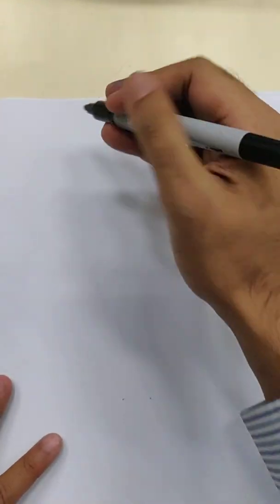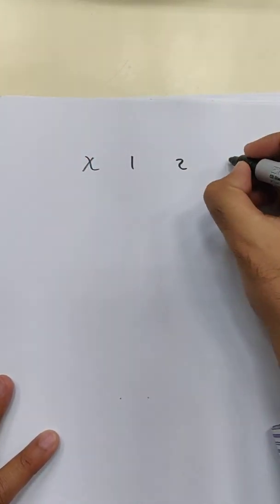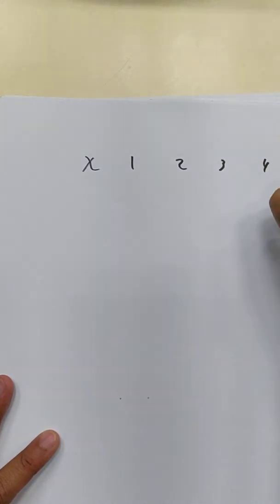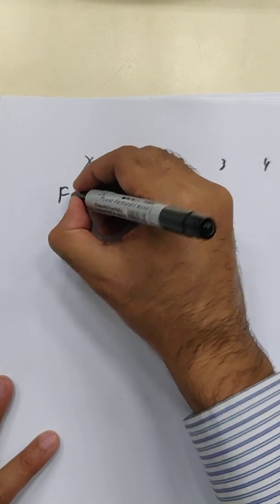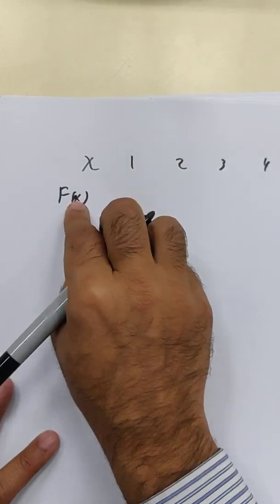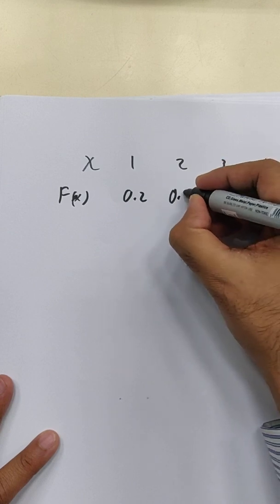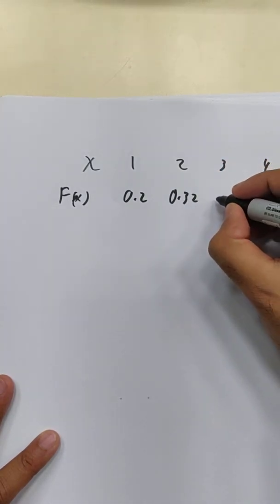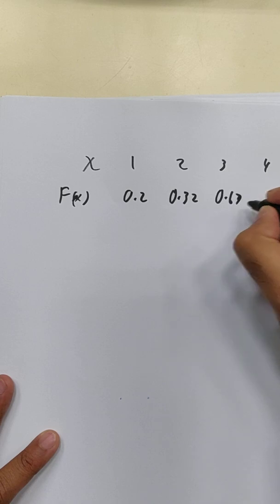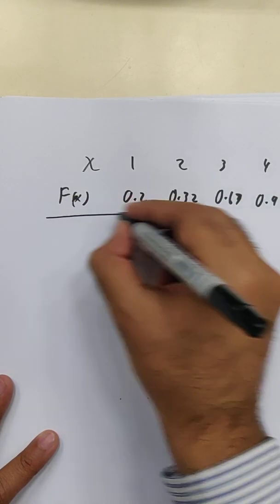Okay, let's say you're given this kind of graph this time. This one is just small x. Okay, what sort of table is this?